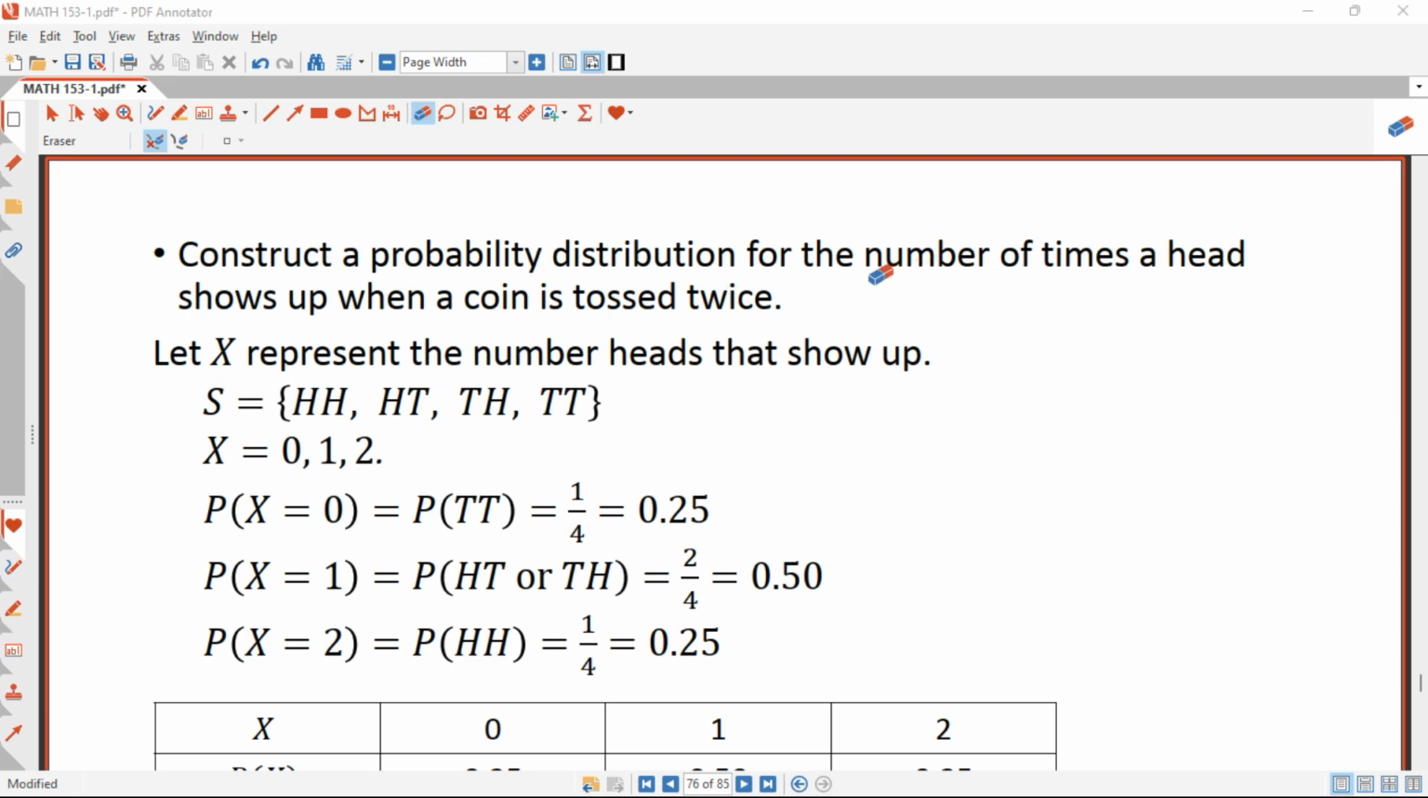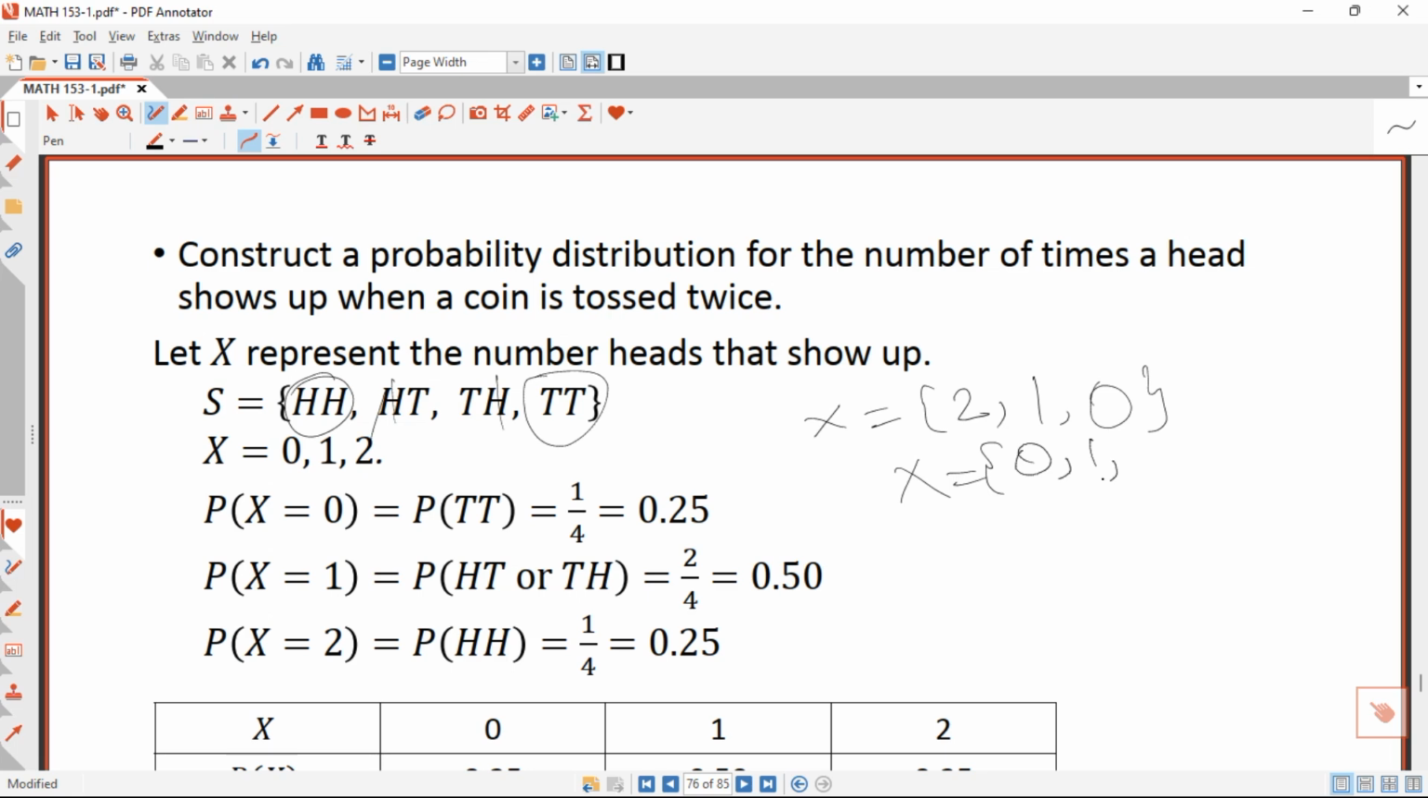And then he said you should find the probability distribution for the number of times a head can show up. So within here, the number of times a head can show up, we can get 2 heads at the same time. So here our x can be equal to 2. We can get 1 head, when you come here there is 1 head, and we can get 0 heads too, right? So this is our random variable. Let's arrange it: we are going to get 0, 1, and then 2.